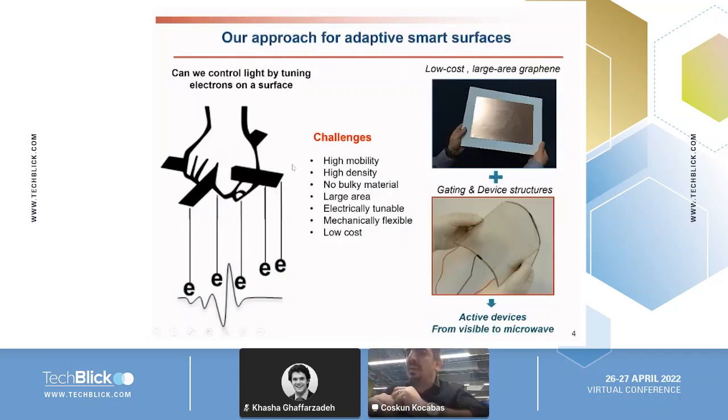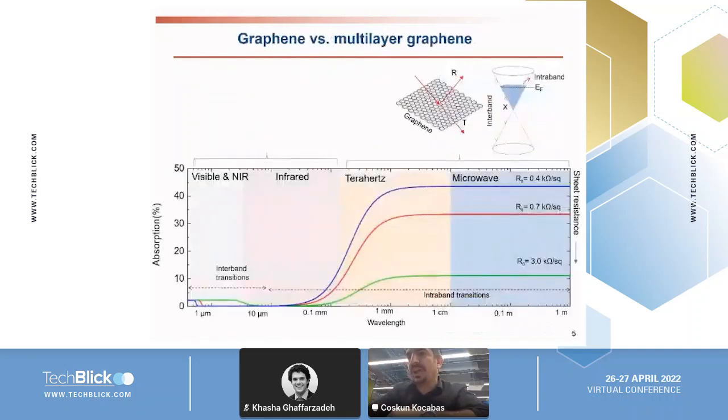The electrons should have high mobility. We should be able to get a high density of electrons on that surface. And there should be no bulk material that limits the optical response. So there are many challenges. But graphene, with a suitable device structure, can overcome most of these challenges. And we can control light over a very broad spectrum, almost from visible all the way up to microwave. And today I will give you a couple of examples of that.